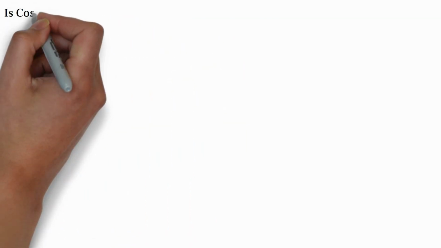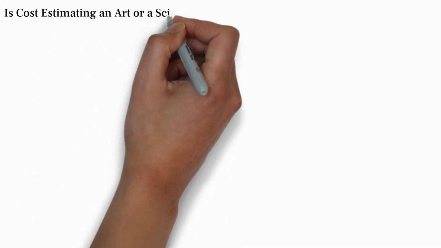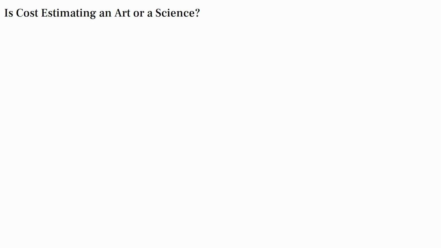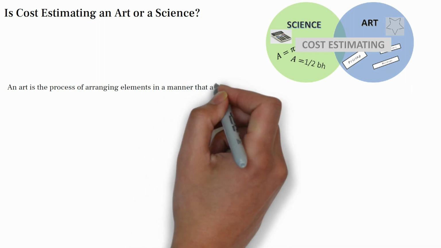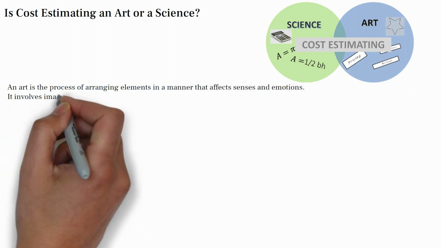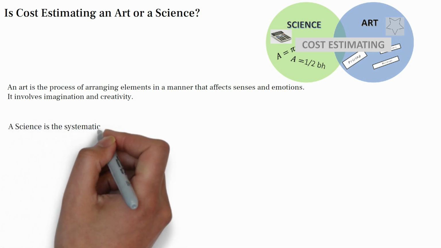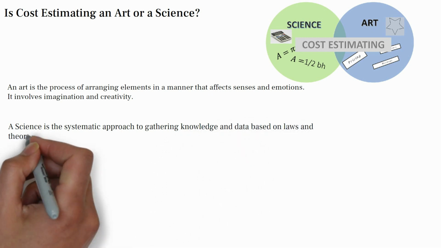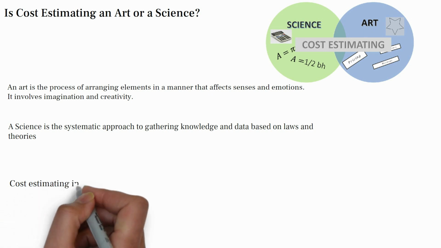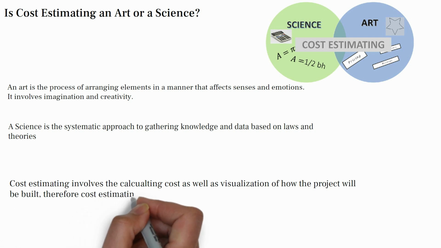Before going into today's presentation, let's answer this question together. Is construction estimating an art or a science? Firstly, let's define an art and a science. An art is the process of arranging elements in a manner that affects senses and emotions. It involves imagination and creativity. A science is a systematic approach to gathering knowledge and data based on laws and theories. So therefore, cost estimating involves the calculating of cost as well as visualization of how the project will be built. Therefore, cost estimating is a blend of both art and science.